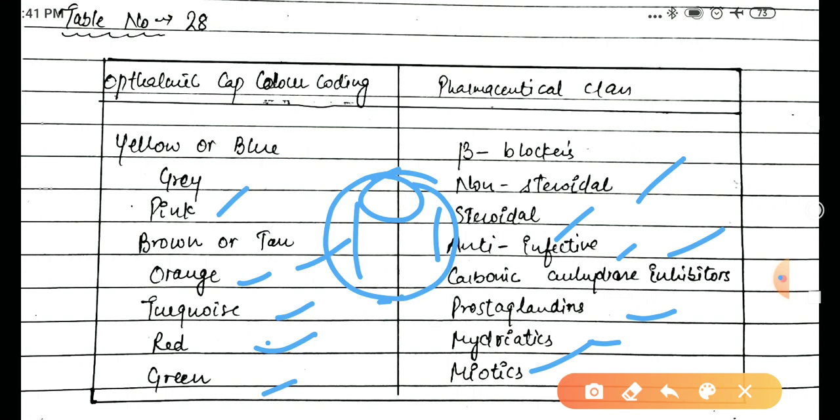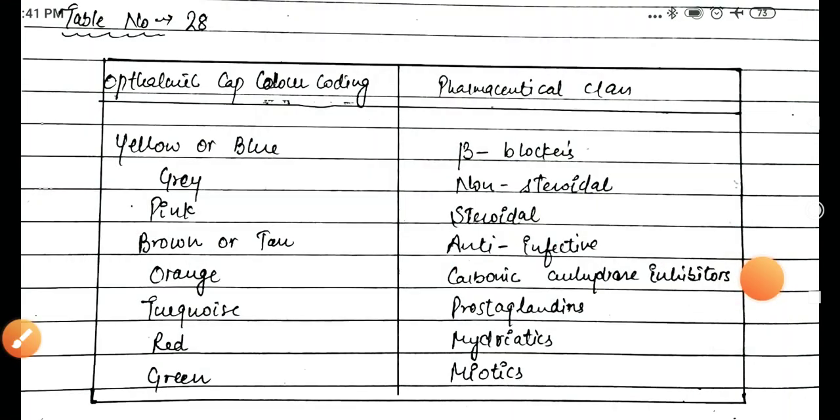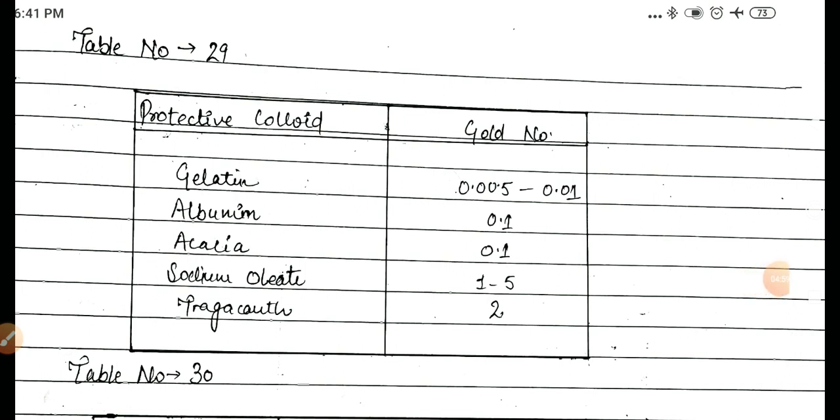Next one is table 29, which is regarding protective colloids and their gold number. For gelatin, 0.005 to 0.01, for albumin 0.1, acacia 0.1, for sodium oleate 1 to 5, and for tragacanth 2 gold number. The examiner will give you a protective colloid name and ask you the gold number, then you can show this number.